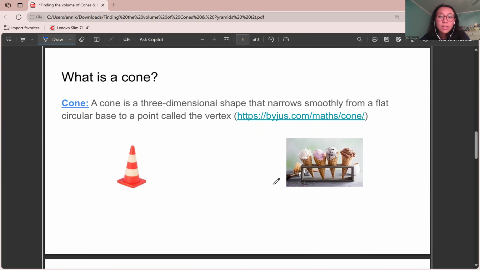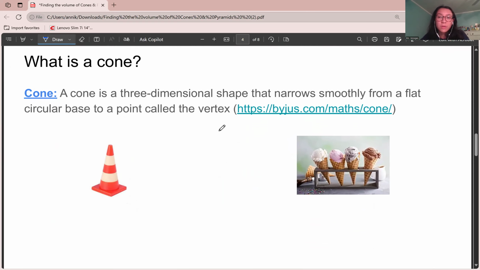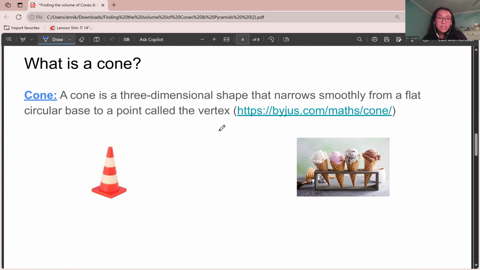So let's move on to what is a cone. Okay, so a cone is a 3-dimensional shape that narrows smoothly from a flat circular base, I'm going to circle the circular base, to a point called the vertex. A cone is pretty similar to a pyramid, except that pyramids have polygon bases and cones are always going to have a circular base. So the definition is pretty much the same. The only thing that's different is, again, just having the circular base.